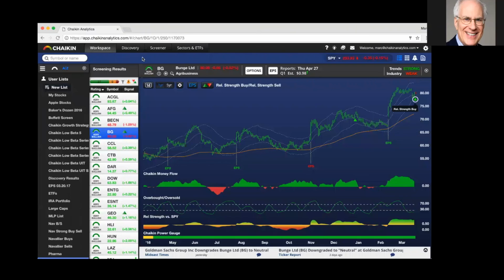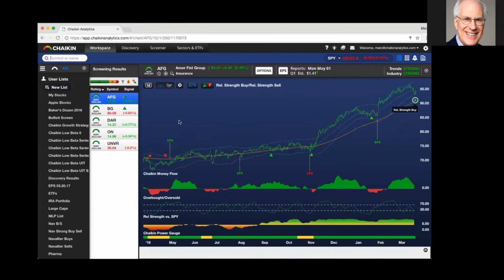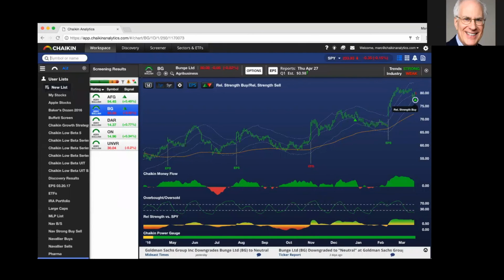So I'm going to click on results, which enables me to look at these 5 stocks in our workspace, and click on Bunge. And there's a relative strength buy that came on top of an oversold buy. The stock is oversold, very positive money flow, bullish power gauge rating, outperforming the market. And at the bottom, I can see that the reason that this stock has been selling off is that a brokerage firm downgraded it to neutral. That typically happens when a stock has had a big long run and they view it to be fully valued.